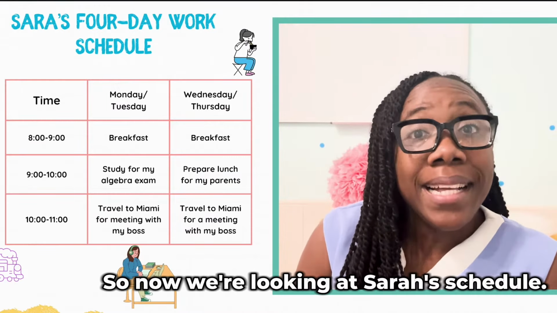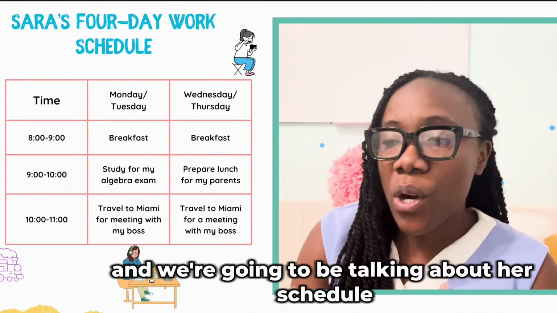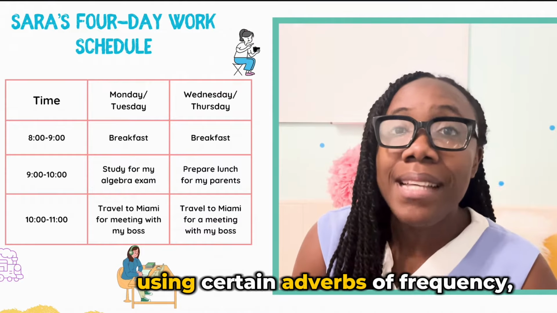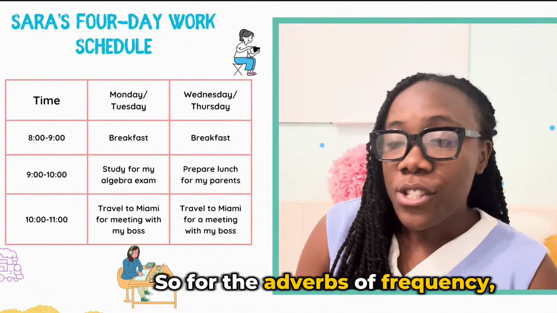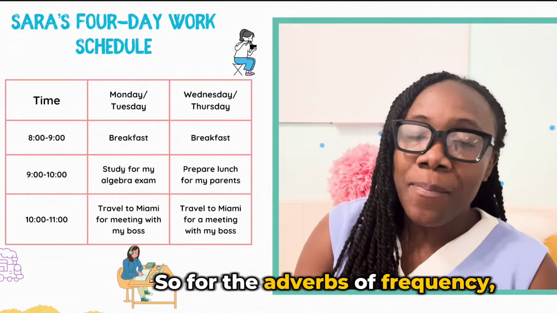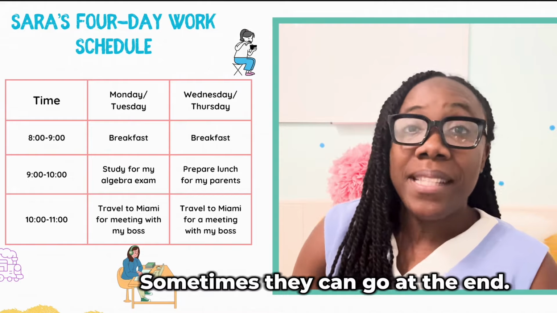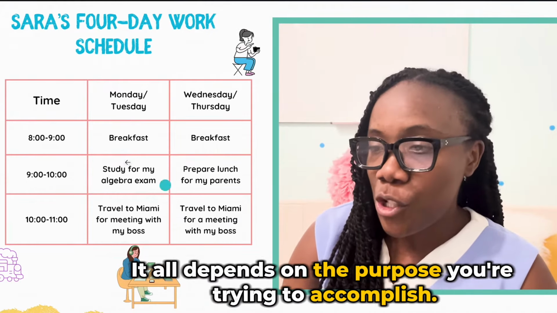So now we're looking at Sarah's schedule. Sarah works 4 days per week, and we're going to be talking about her schedule using certain adverbs of frequency like always and never, etc. Right? So for the adverbs of frequency, they often go before the verb. Sometimes they can go at the end. It all depends on the purpose you're trying to accomplish.